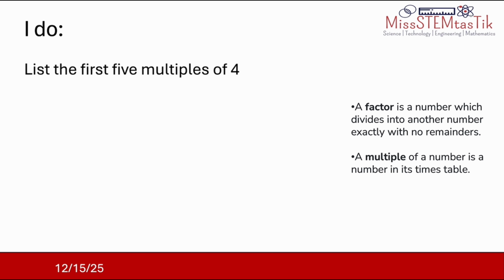Okay, let's go ahead and list the first 5 multiples of 4. So this is basically our 4 times table. So starting off with 1 times 4 is 4, 2 times 4 is 8, 3 times 4 is 12, 4 times 4 is 16, and 5 times 4 is 20. These are the first 5 multiples of 4.